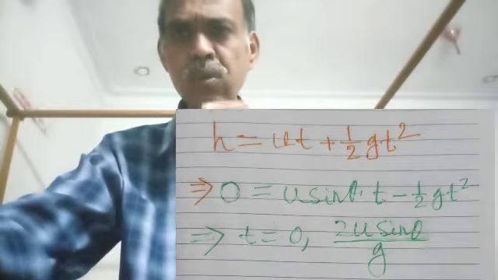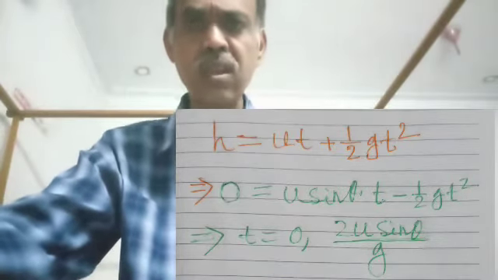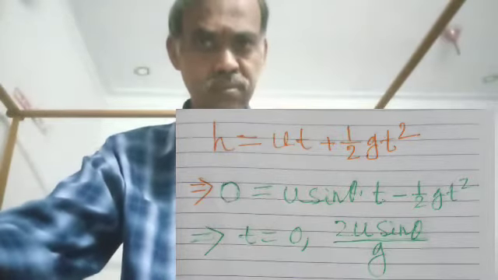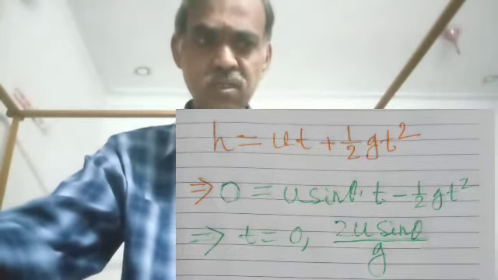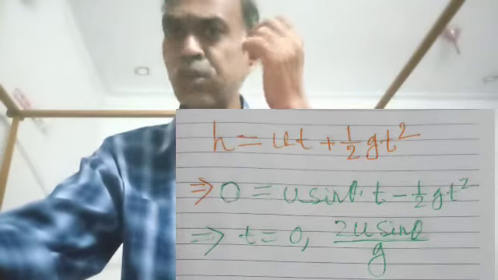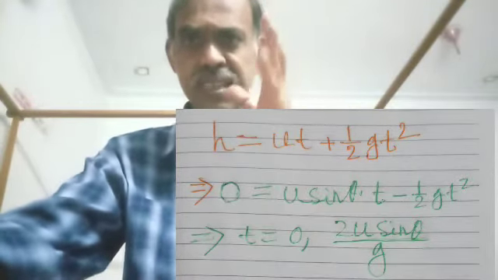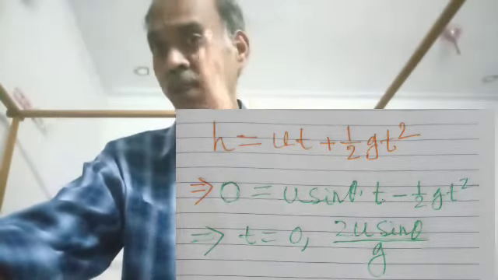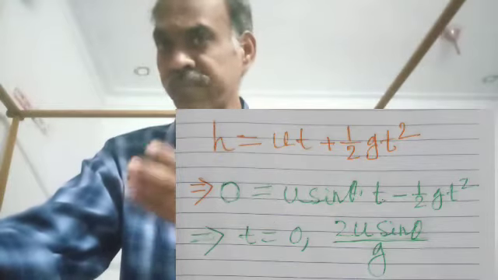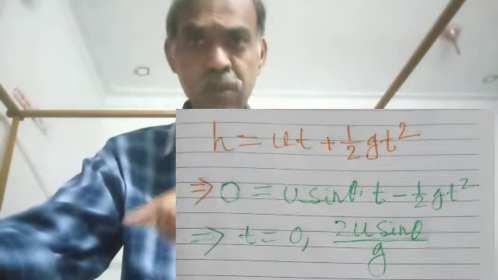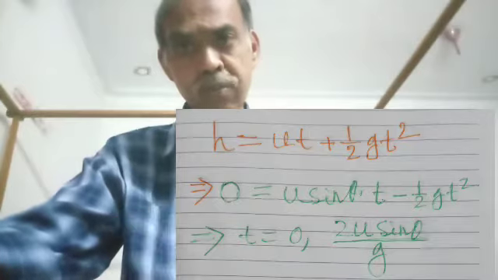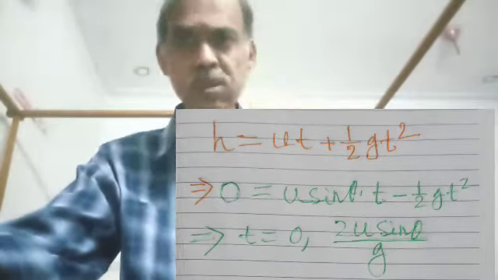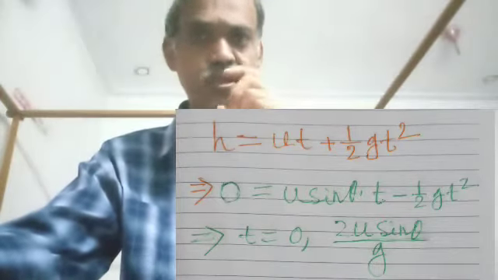So using the equation h is equal to ut plus half gt square, in place of h we write 0. Then in the right hand side, that u should be replaced by u sine theta, the vertical component of the velocity. Velocity was u and it makes an angle of theta with the horizontal. Therefore, the horizontal component of velocity is u cos theta, and the vertical component is u sine theta. So ut will be replaced by u sine theta into t.